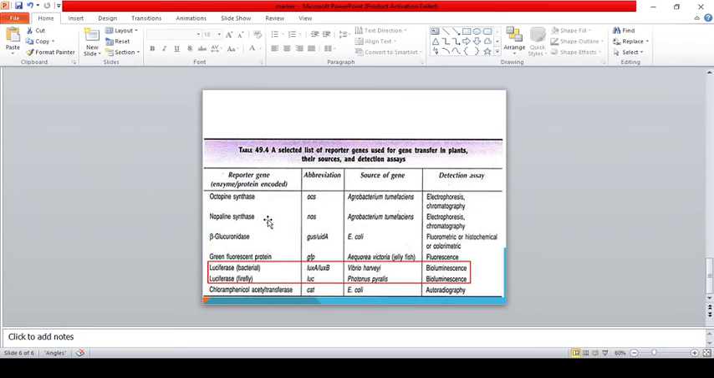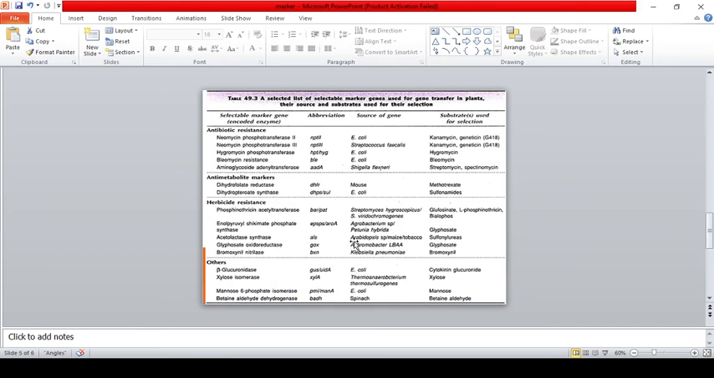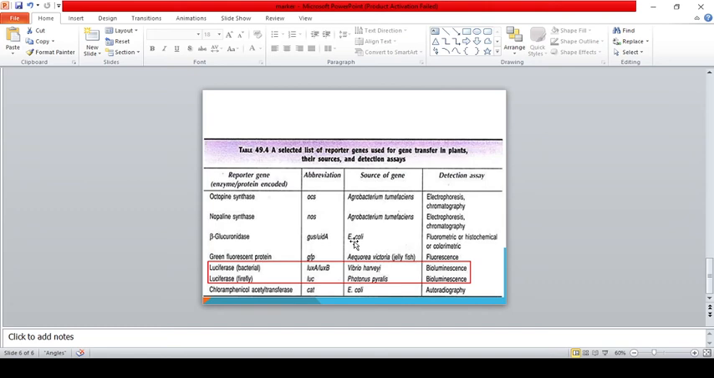Next is nopaline synthase. It is taken from Agrobacterium tumefaciens. For both, the detection method is the same. Either we need to go for electrophoresis method or chromatography. The third one is beta glucuronidase. Beta glucuronidase is also used as a selectable marker gene. So you must note that thing. This is taken from E. coli and the method of detection is fluorimetric or histochemical or colorimetric.